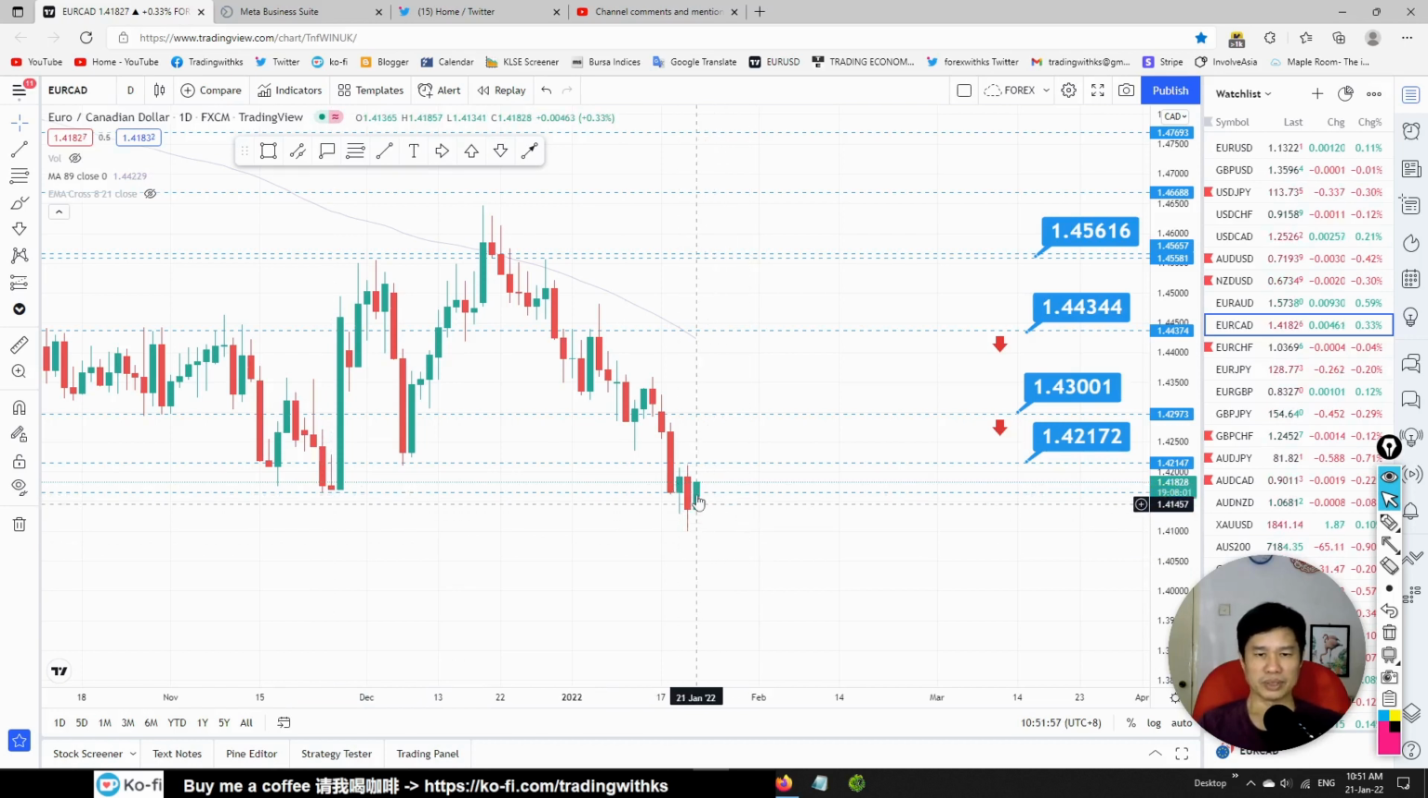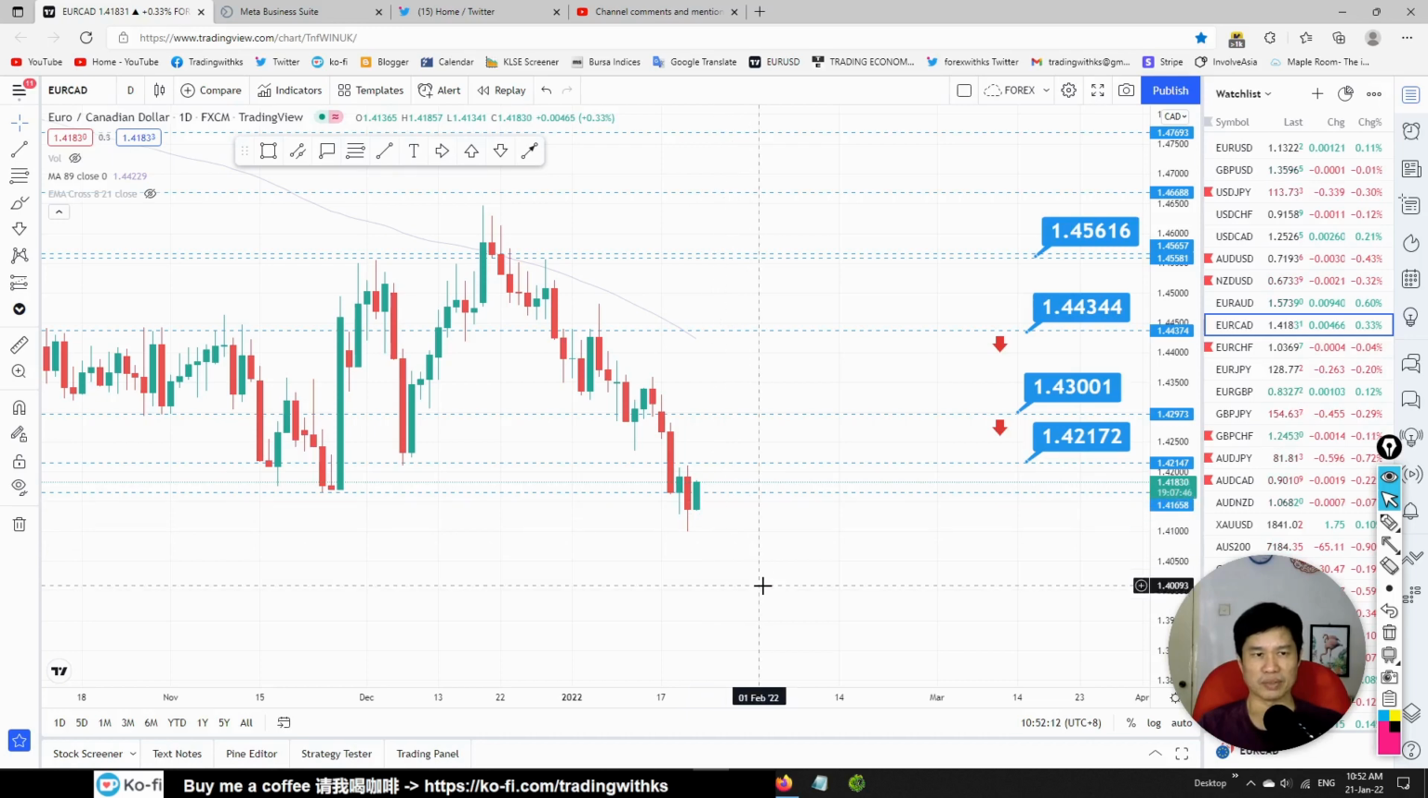Price tried to break through support, now coming back up. So this one I'm probably not trading it because first of all the price has been going down for such a long time, right? So this is not a very good time to sell, after such a big push, right?